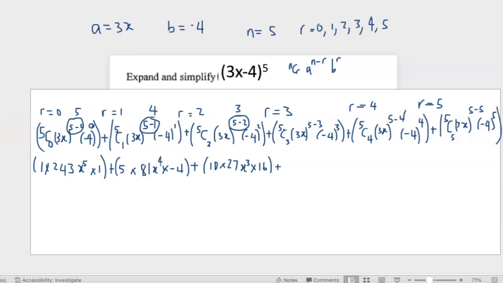Now we're going to 5C3. So 5 nCr 3, that's 10. So I have 10 here. And 5 take away 3, that's 2. So squaring this is going to be 9x squared. Minus 4 cubed, that's minus 64.